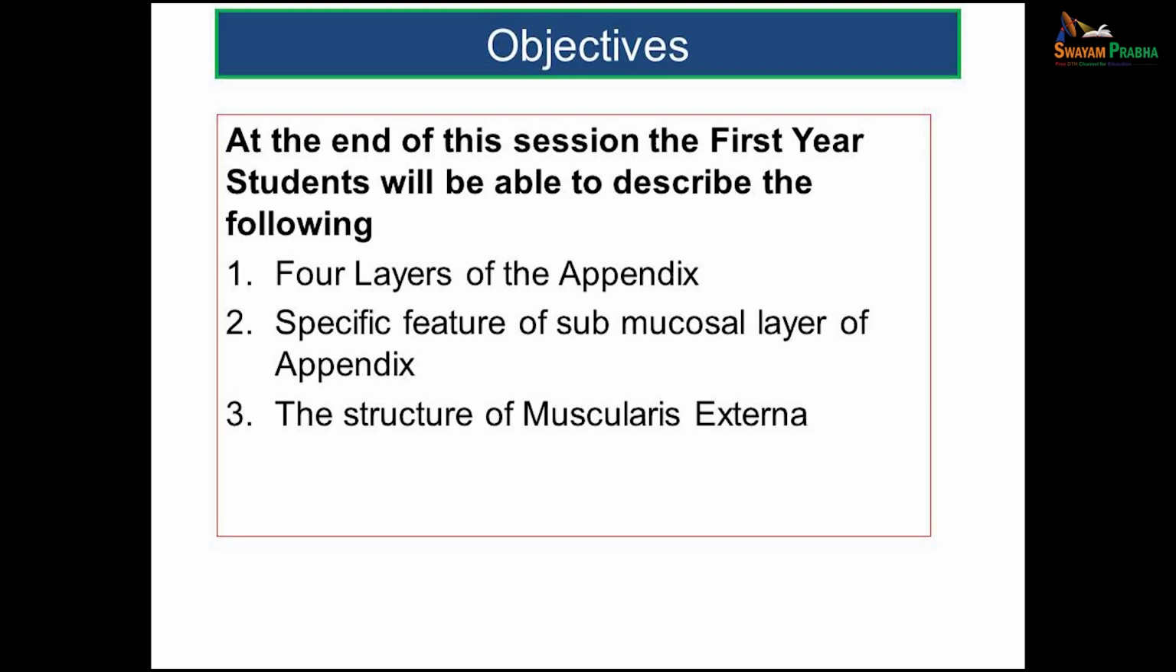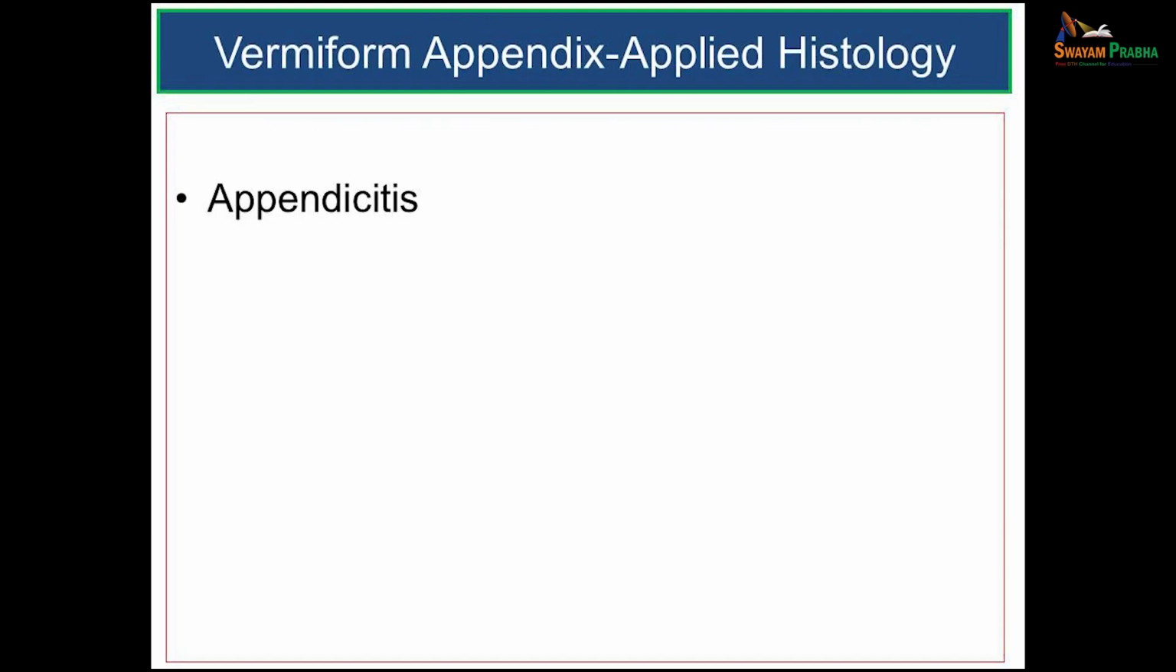At the end of this session of vermiform appendix, the first year students will be able to describe the 4 layers of the appendix, the specific feature of the submucosal layer of the appendix, and the structure of muscularis externa. Though vermiform appendix is a vestigial organ, its clinical relevance lies in the fact that it is one of the common organs that gets infected. The clinical condition is called appendicitis, which we will see in detail in a later slide.